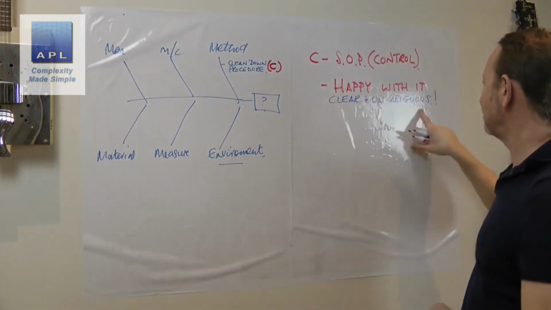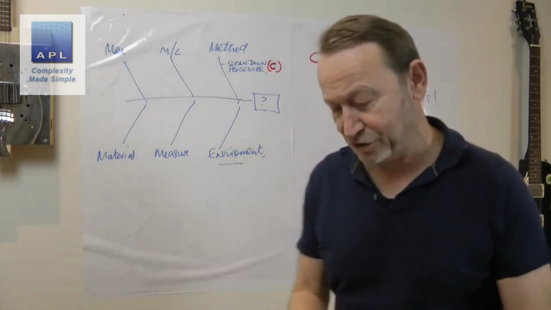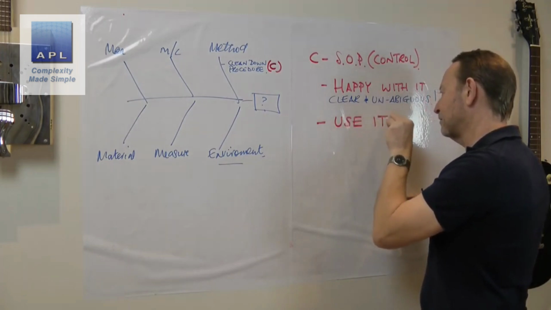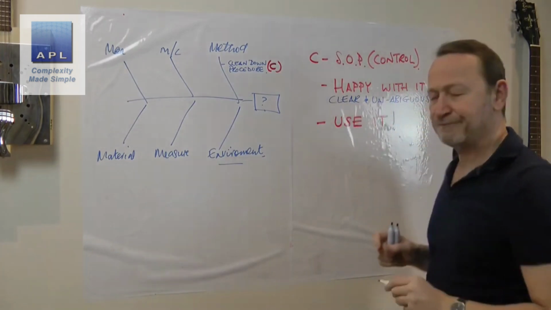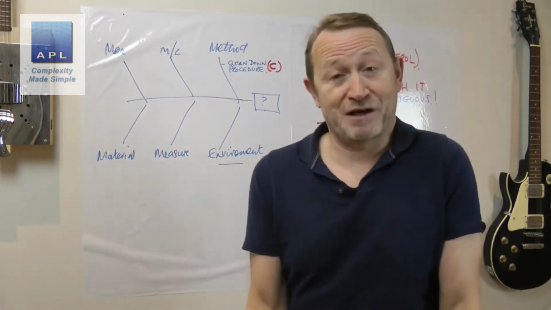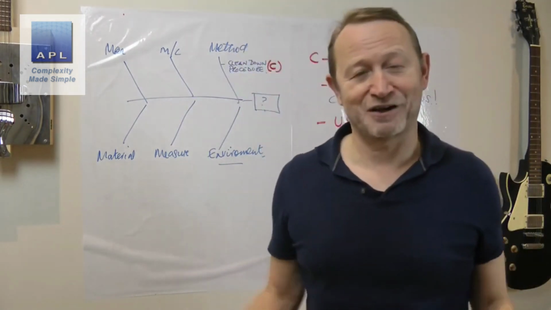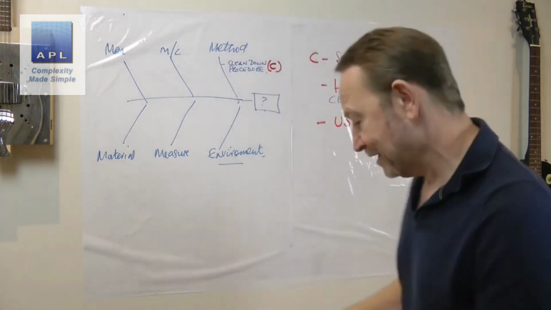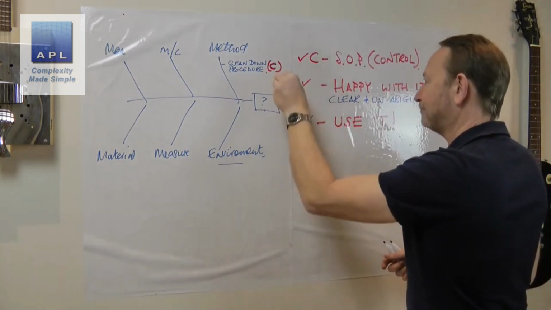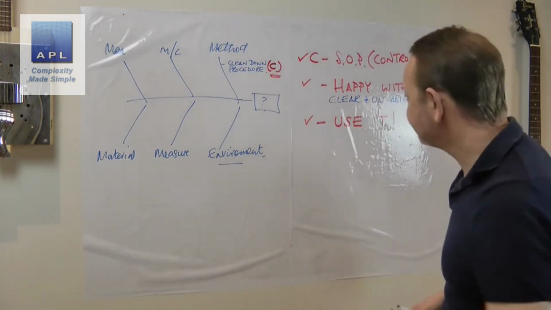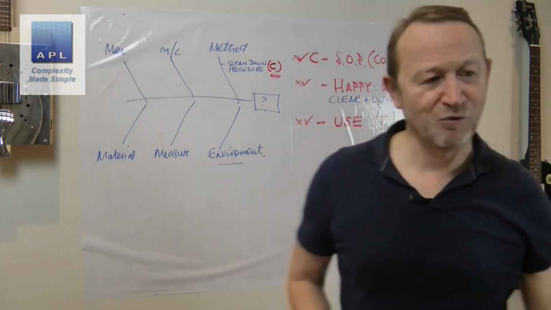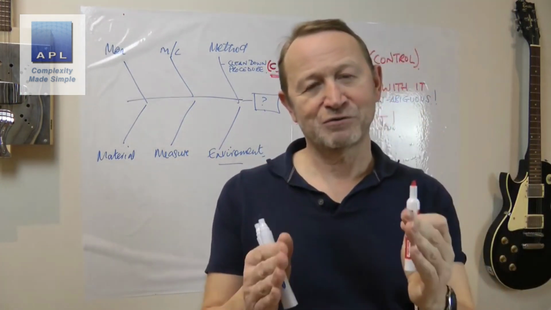Okay, so you have a standard operating procedure. You are happy with it. It is clear and unambiguous. And finally, you use it. Okay, so it's actually applied. So you go out and when you look at the temperature, it actually is at 183 degrees. Now, if you can tick all three of those, you get a C. If you fail in any one of those, you don't get a C.